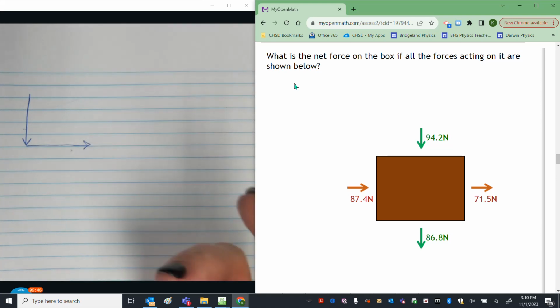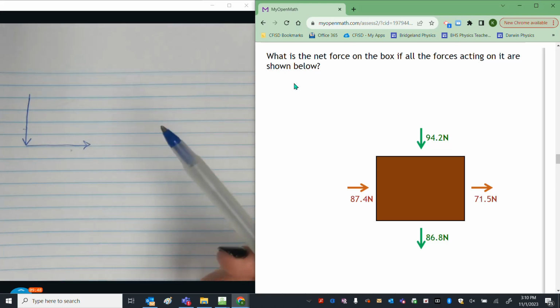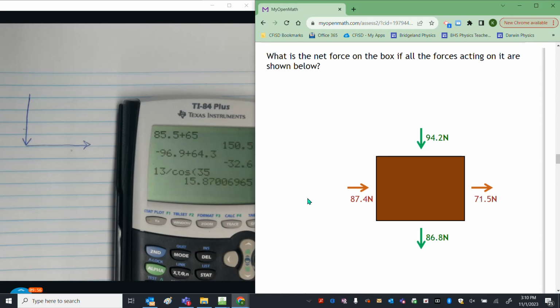Now, if mine weren't in the same direction, I would have to take that into account, and I would be adding things in opposite directions, meaning I would be subtracting. But I don't have to worry about that here. Okay, so let's go ahead and get my vertical ones first.